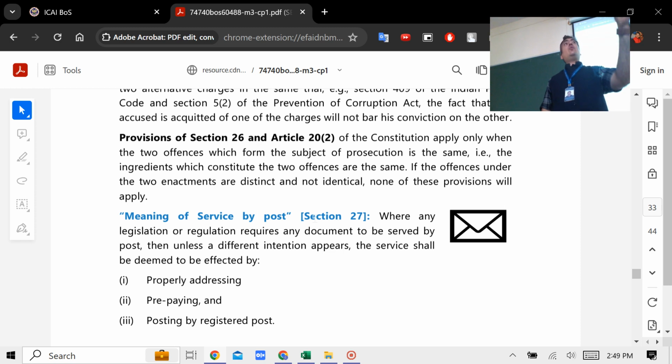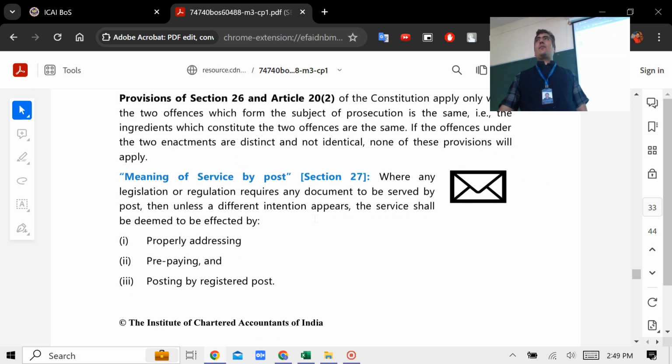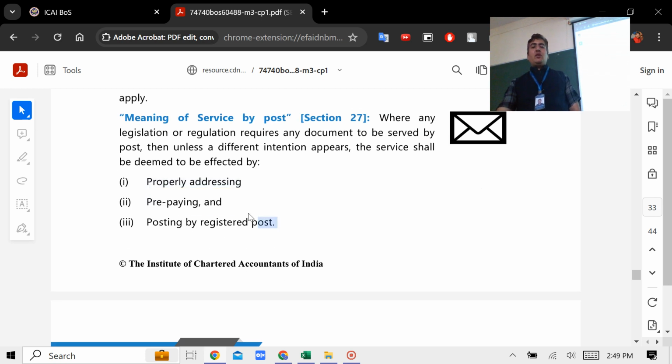There are some assumptions the law takes. What are those three assumptions, guys? These are the three assumptions. Whenever, my dear students, any question is raised that the notice is received or not received, the government will always assume these three assumptions: that the notice was properly addressed. Post that you are issuing now, because you need to pay some money for the post, it was prepaid. Prepaid stands for money was paid sufficiently, and the post was registered post.